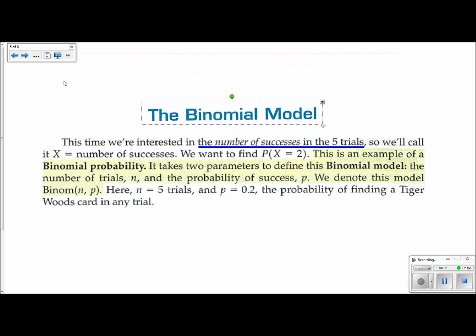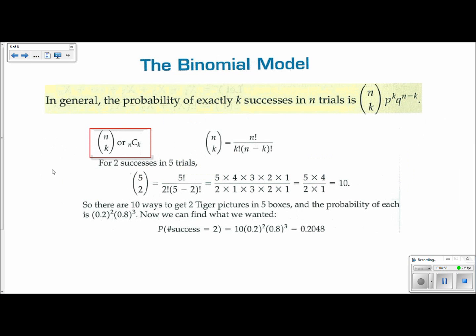With that, the binomial model. The binomial model looks at the number of successes in a fixed number of trials. So if you're going to do something 10 times, what's the chance of having two successes or 7 successes? It looks at a specific number of successes within a specific number of trials. And the math on this is helpful.